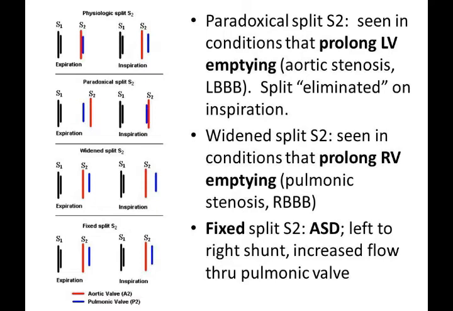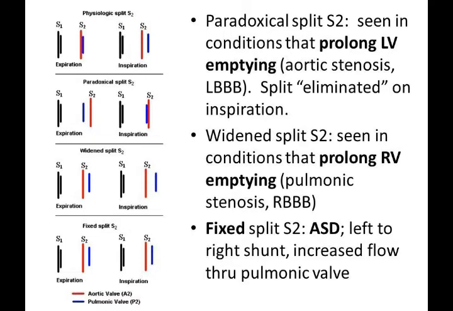Widened splitting of S2 refers to an increase in the time interval between A2 and P2, the aortic or the pulmonary component of the S2 sound, such that the two components are audibly separated even during expiration and become more widely separated on inspiration. This pattern is usually the result of delayed closure of the pulmonic valve, which occurs in right bundle branch block and pulmonic valve stenosis.